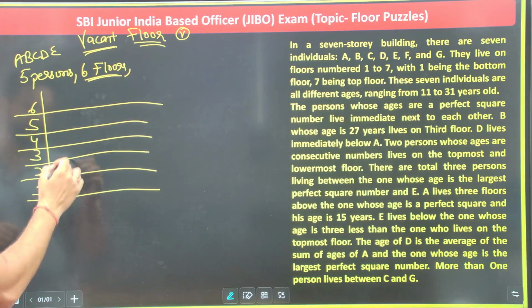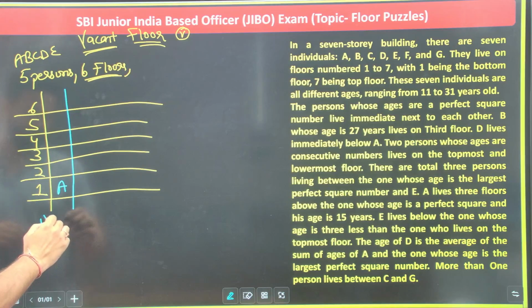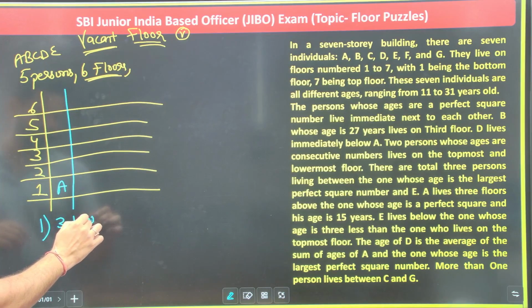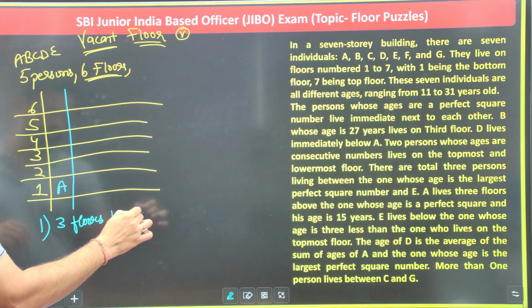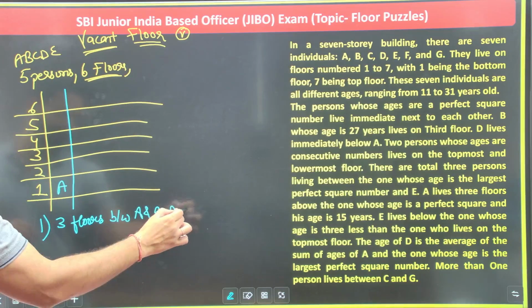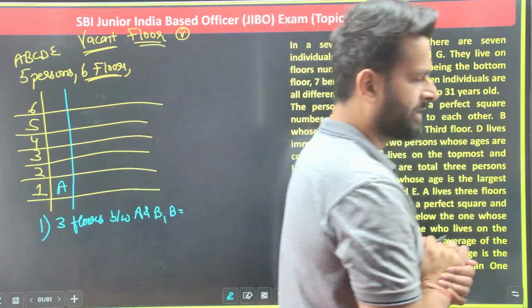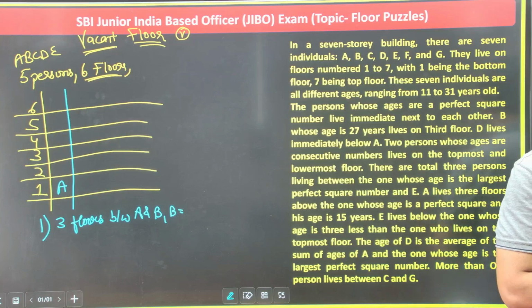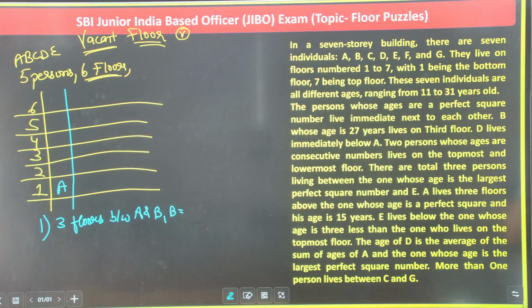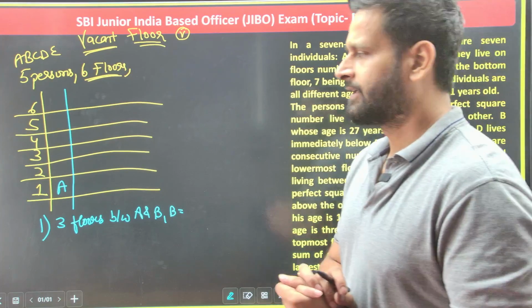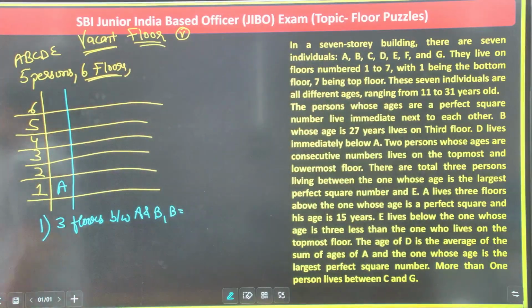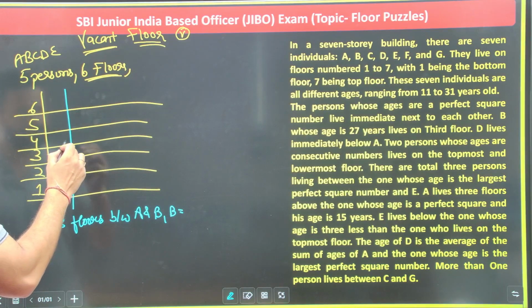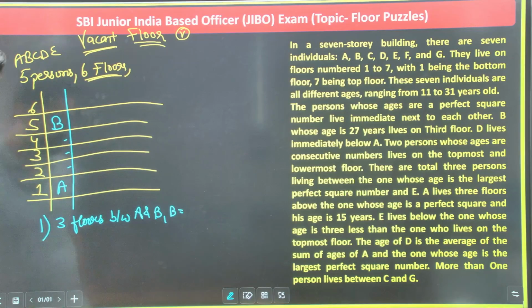Let us suppose this is A again, condition 1. If I say 3 floors are between A and B, what will be the floor of B? Numbering is given, okay? And one vacant floor is there. Number of floors are 6, but number of persons are 5. 3 floors between A and B. This is 1 floor, this is 2 floor, this is 3 floor.